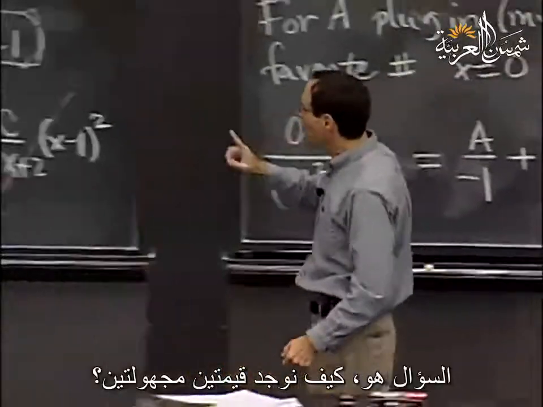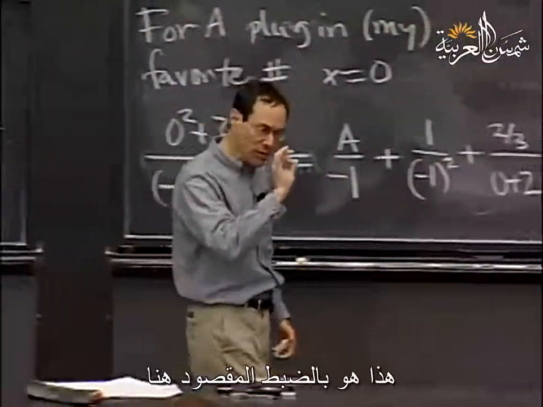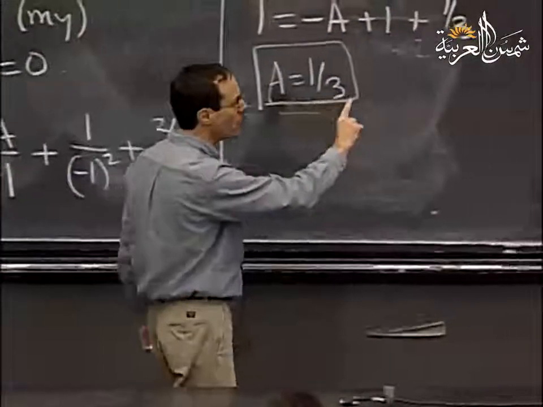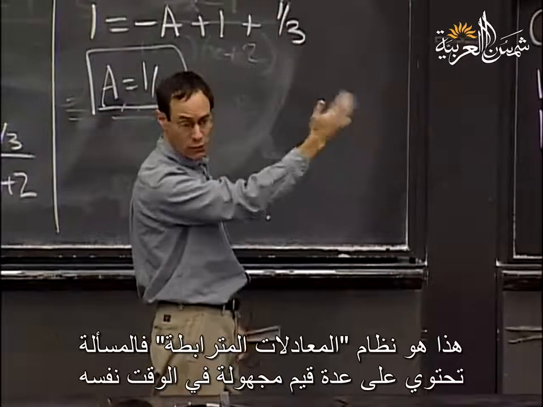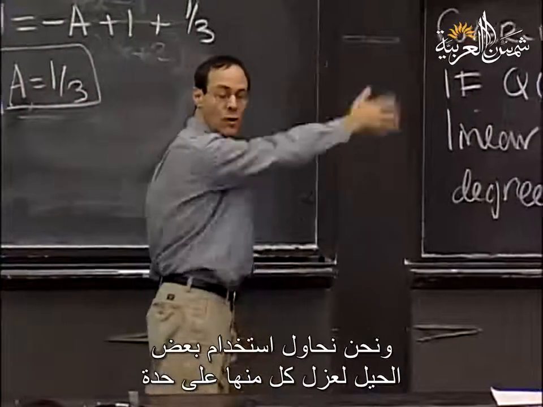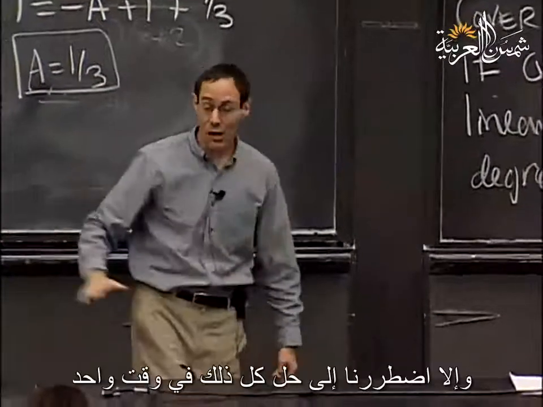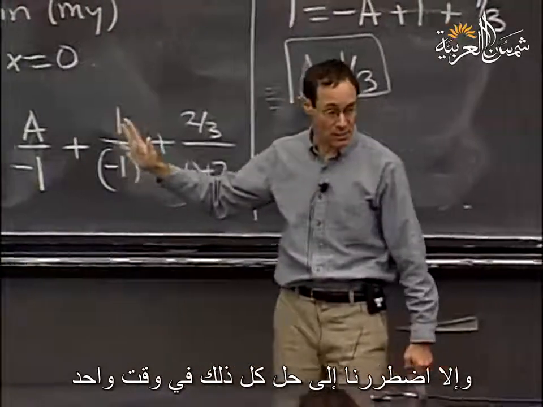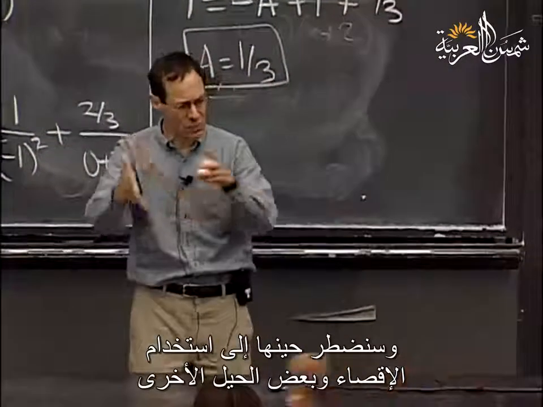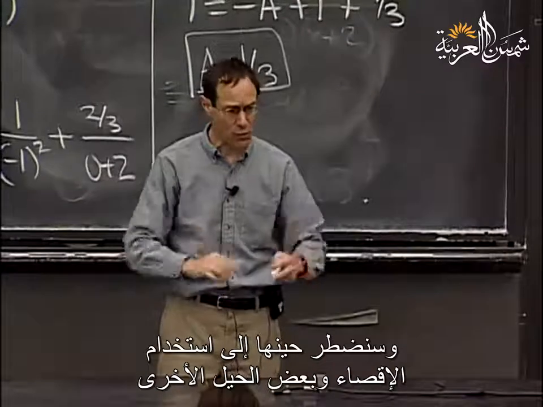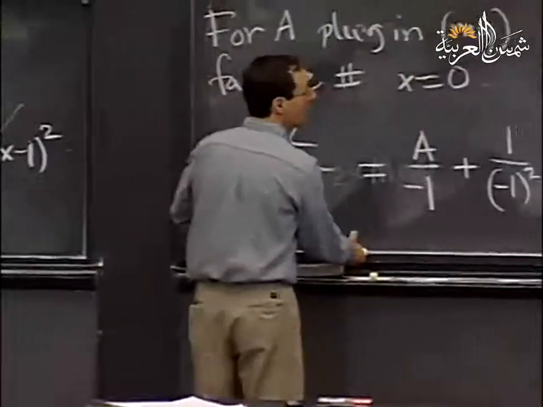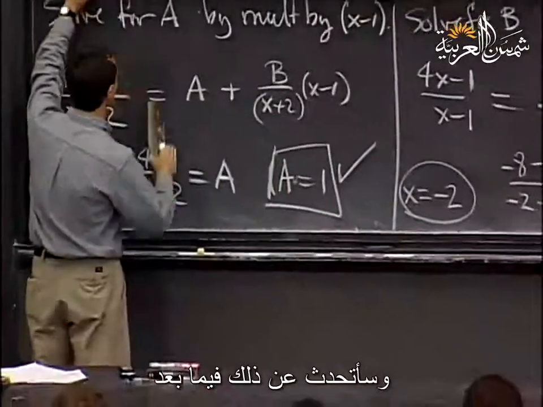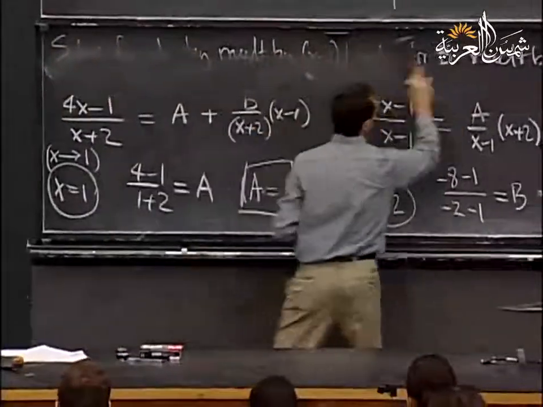Well, so the question is, how would you solve it if you have two unknowns? That's exactly the point here. This is a system of simultaneous equations for unknowns, and we have little tricks for isolating single variables. Otherwise, we're stuck with solving the whole system. And you'd have to solve the whole system by elimination, various other tricks. All right. As I say, I'll say a little more about that later.